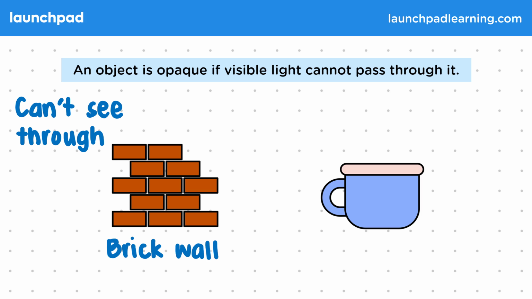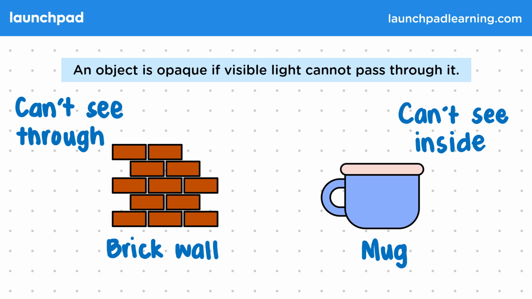This mug is also an opaque object. Light can't pass through it. This means that we can't see what's inside the mug. Now, this is different to a glass of water, where light can pass through both the glass and the water to show us what's inside.